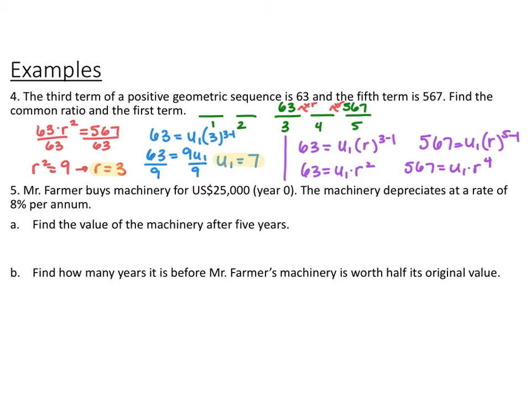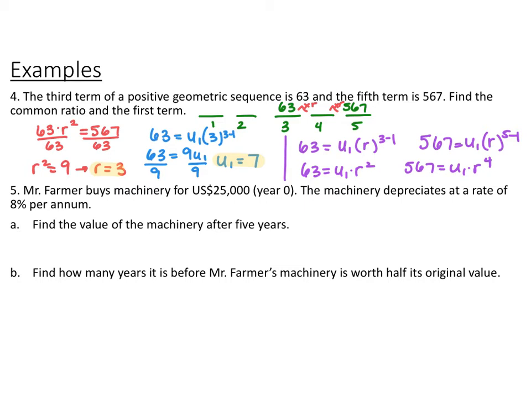The next example, it says that Mr. Farmer buys machinery for $25,000 US, so that would be year 0 when he buys it. And the machinery depreciates at a rate of 8% per annum. So we want to find the value of the machinery after 5 years. So the machinery is depreciating, which means it's losing value at 8%. So it's losing 8% every year.